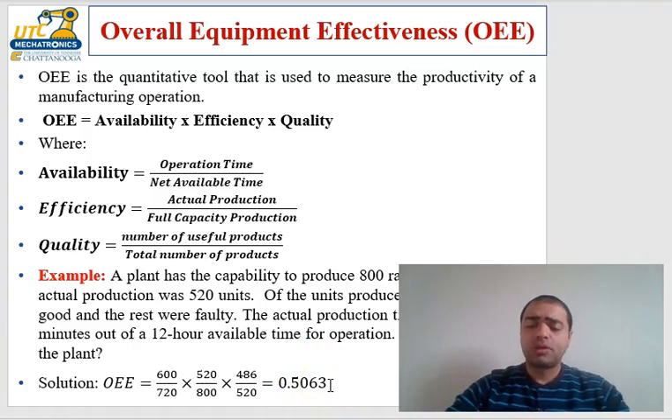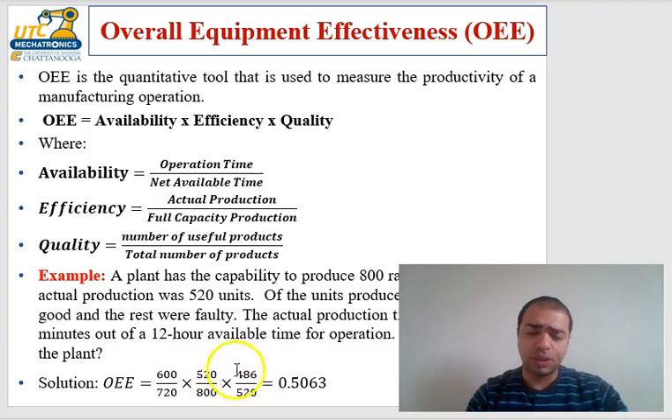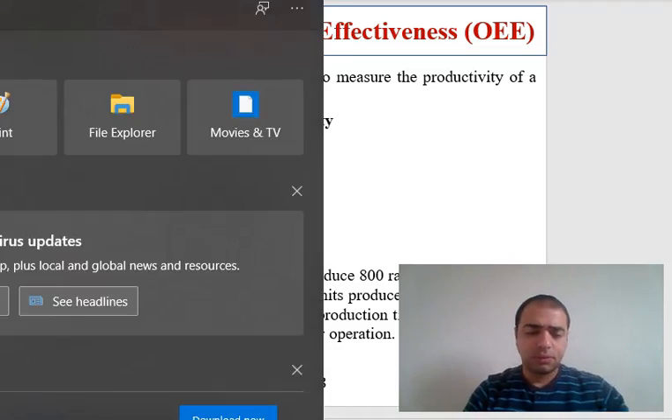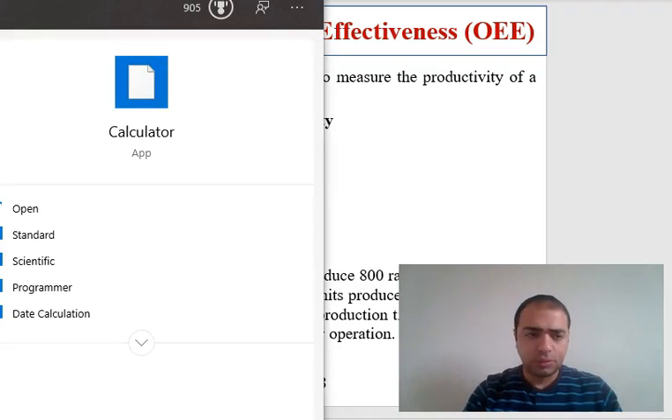0.5063. So in other words, if you want to make an improvement, you can improve any one of these three. Like for example here, the quality, if you want to calculate it here, for instance, let me just pull up the calculator.